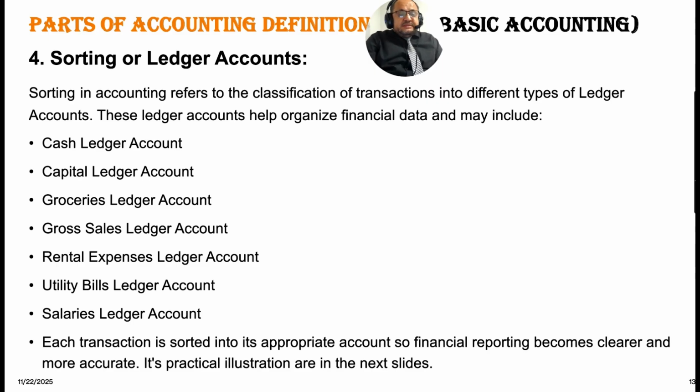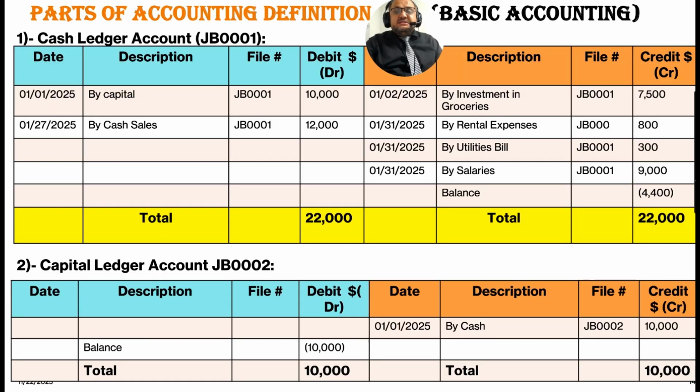Each transaction is sorted into appropriate accounts, so the financial report becomes clear and more accurate. It's part of a practical illustration in the next slides. Let's see. Here is a date under my picture. The reason why I kept it here in the middle is that if I keep it elsewhere, you cannot see this credit amount.